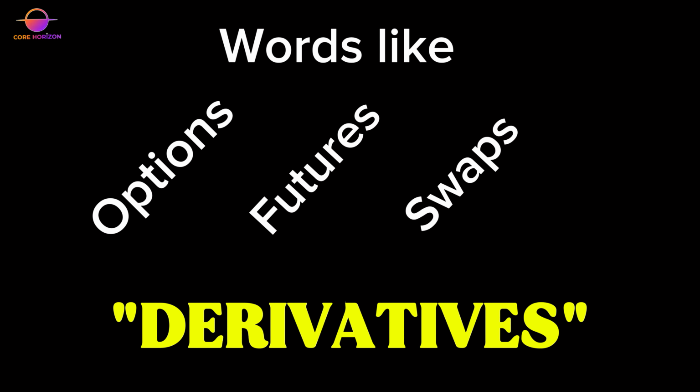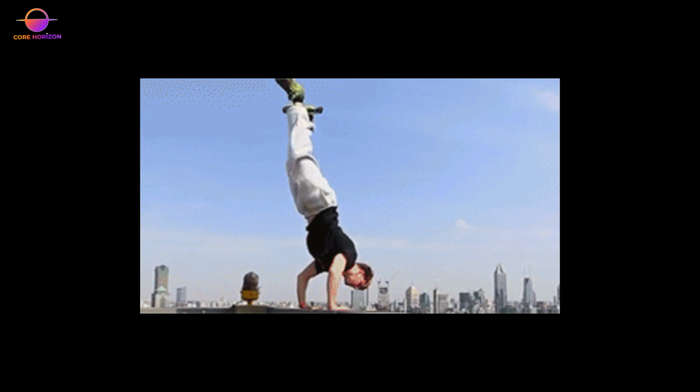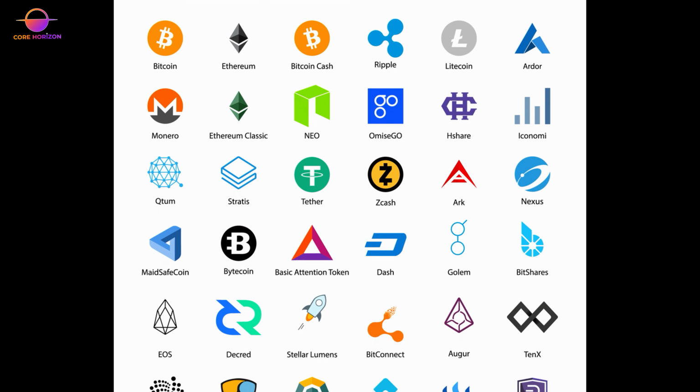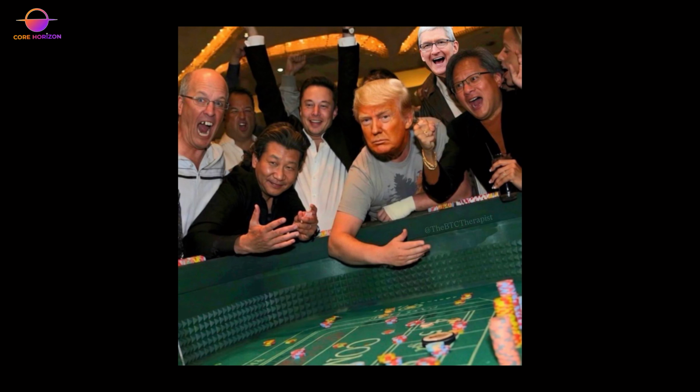Words like options, futures, and swaps mean derivatives, used to hedge risk or gamble harder. Very useful until they blow up the planet. And there's crypto, blockchain coins that are decentralized, volatile, and still figuring out why they exist. Depending on who you ask, could be the future of money or Ponzi scheme with extra steps. Reality: it's mostly a casino disguised as innovation.